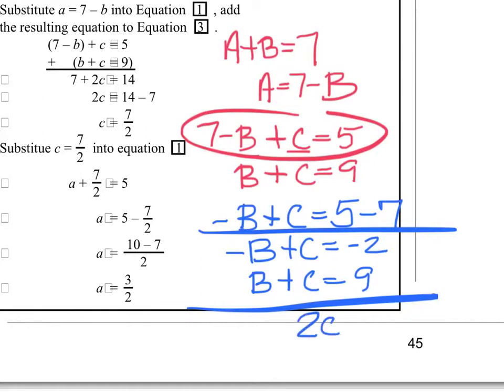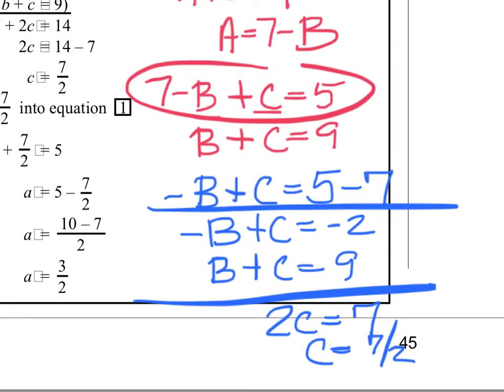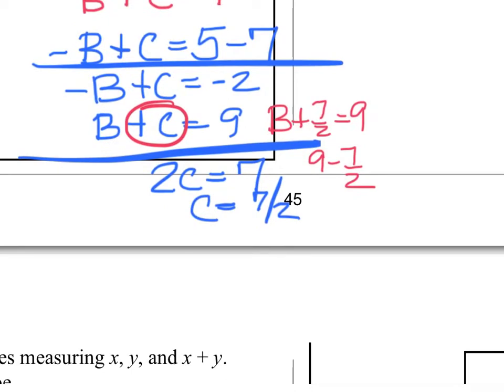2C equals, now you're adding together, 7. So C would be 7 over 2. Plug C back in to B plus C equals 9, so you take 9 minus 7 over 2. And 7 over 2 is 3.5. So it would be 5.5. Yeah, 9 minus 3.5 would be 5.5. So we end up with this.